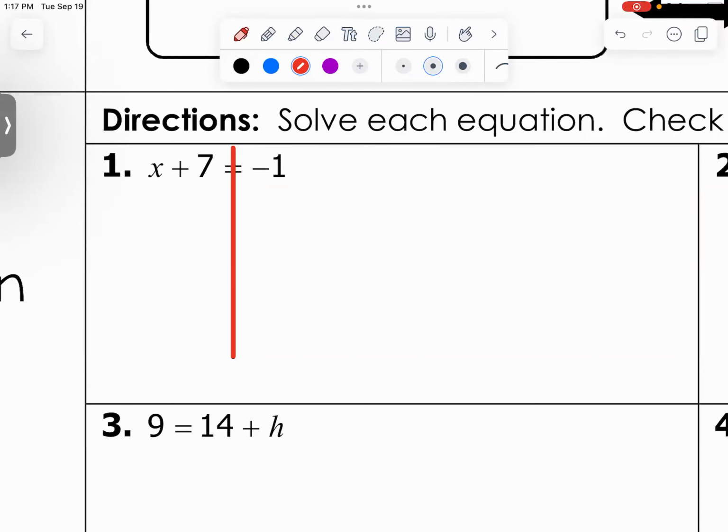Whatever we do to one side, we have to do to the other side. But I want you to draw this line to keep your two sides separated. You remember? Okay, stay with me though. All right, so what's our variable in this example? What's the letter? Okay, so I'm going to highlight X. Maybe you want to circle it. This is what we want to get all by itself.